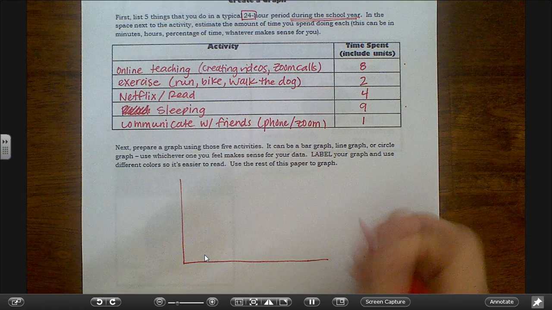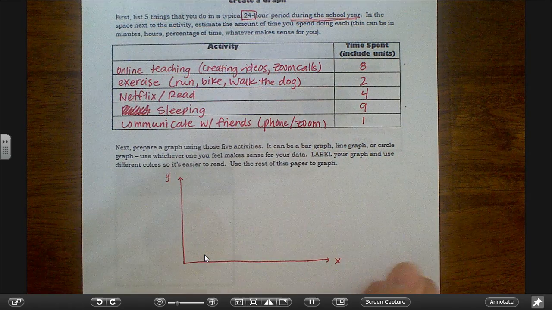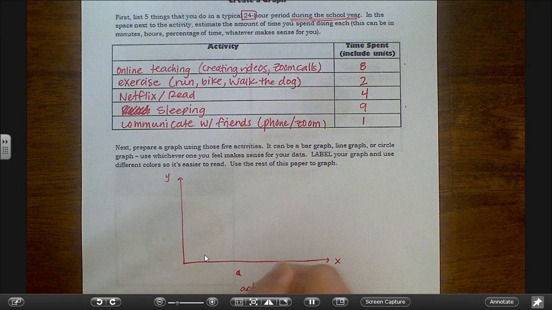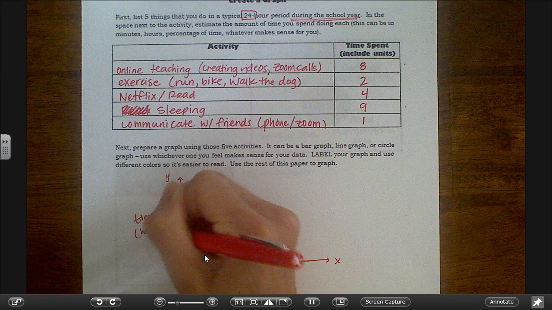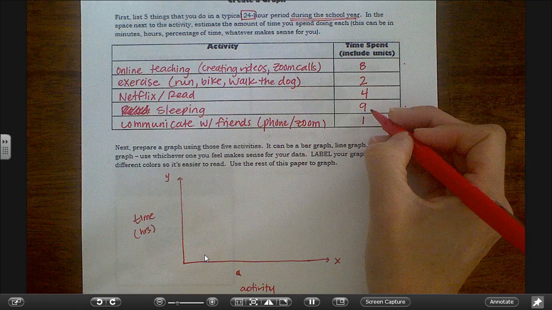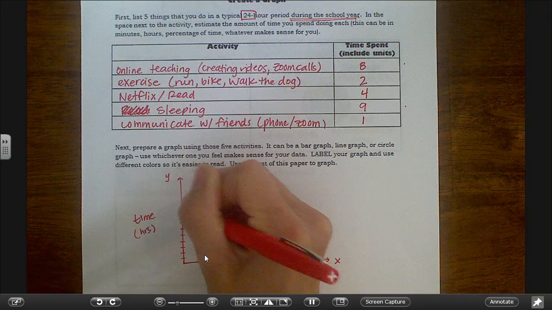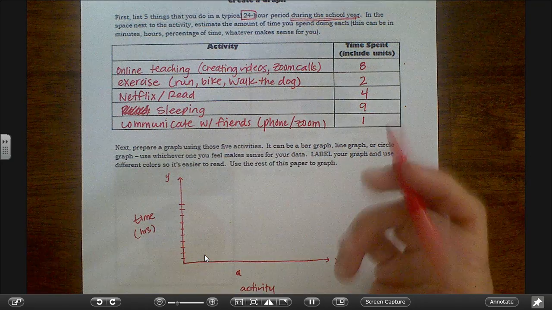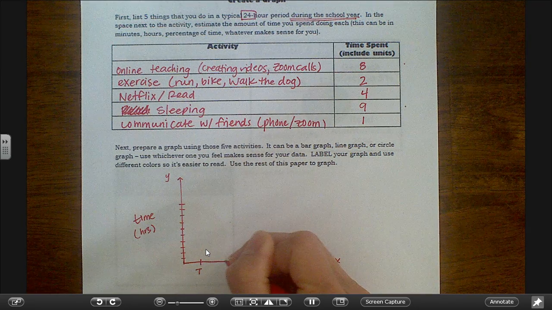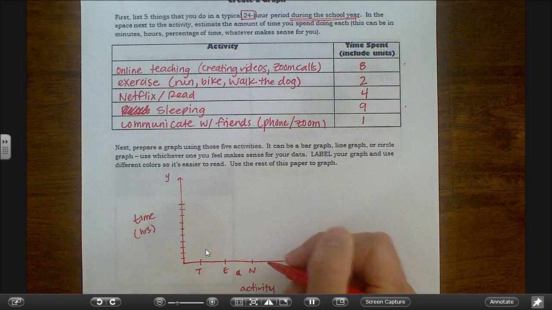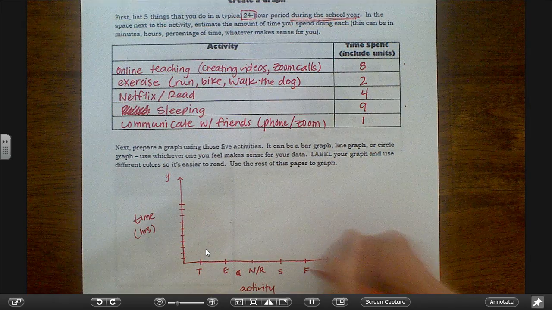I think I'm probably going to do, you know what, I'll do a vertical bar graph for this one. So my activity is down on the x-axis. This is my time in hours on the y. My highest is 9. 2, 3, 4, 5, 6, 7, 8, 9, 10. Oh, I guess I could have gone up further than that, but that's all right. So we'll go with teaching, exercise, Netflix, Netflix/reading, sleeping, and communicating with friends.